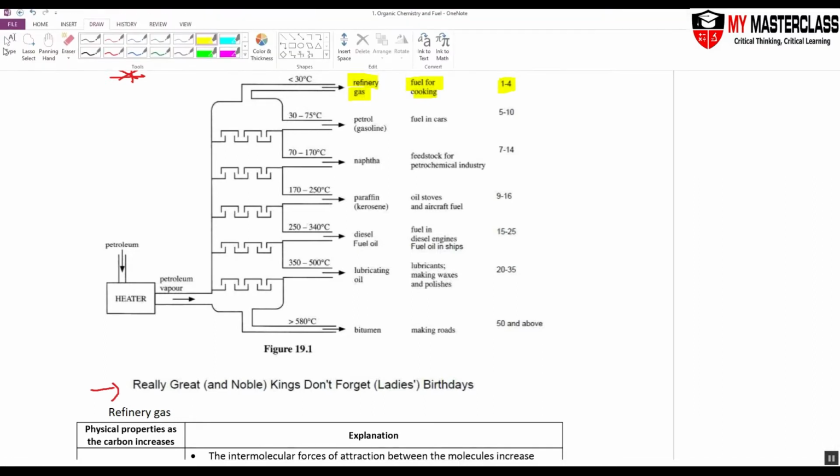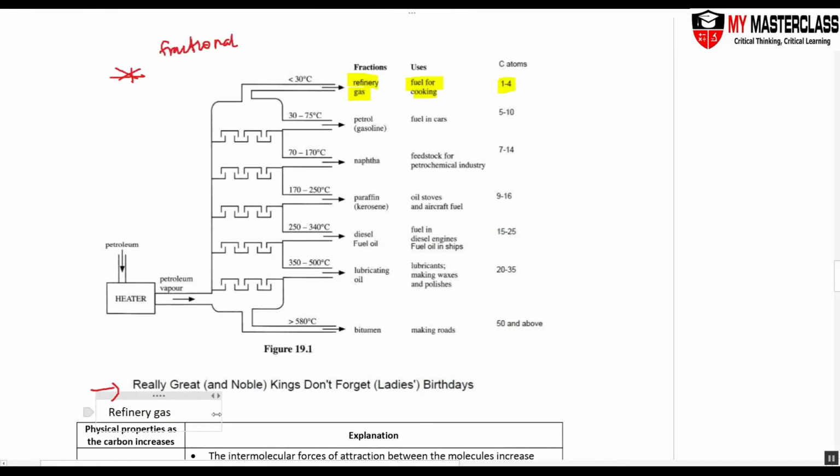The second fraction is the great one. Gasoline is also known as petrol, the petrol that cars use. You have to know what it is for. It's the second fraction, generally about 5 to 10 carbons. The first one is gas, then from petrol onwards it becomes liquid. Really great noble: noble is my naphtha.